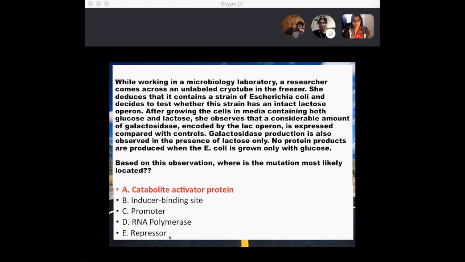So what's happening when it's only with glucose is normal, but when she's growing it in a medium that has both glucose and lactose, you're getting an enzyme that's supposed to be coded by the Lac Operon, which means that glucose isn't stopping the CAP site from doing whatever it wants. Yeah, exactly. Yep. Very good.